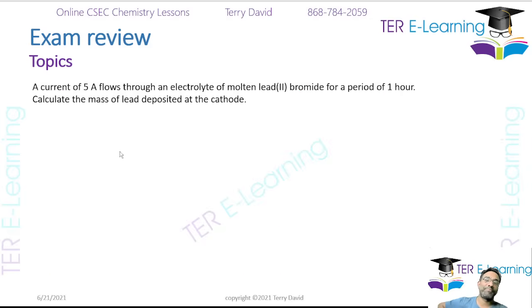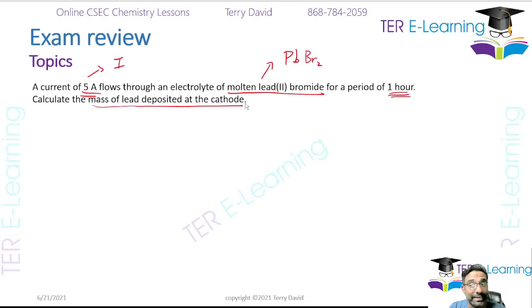Let's do that. Here's what's going on. A current of 5 amps, so I know what my current is. This here is my I. It flows through an electrolyte of molten lead II bromide. You all know what lead II bromide is; we just looked at it. PbBr2, that's lead II bromide. For a period of 1 hour, calculate the mass of lead deposited at the cathode.